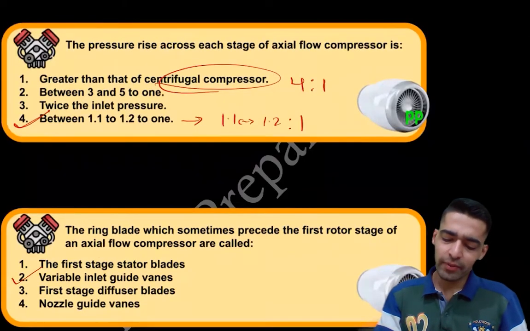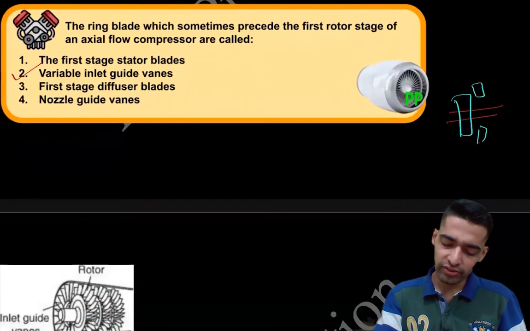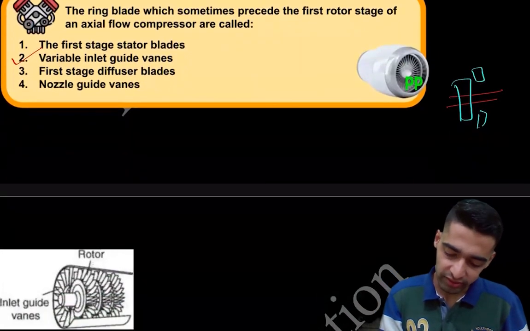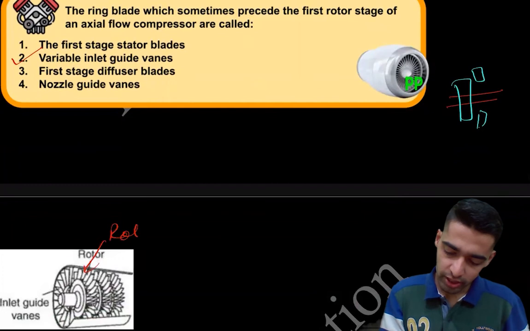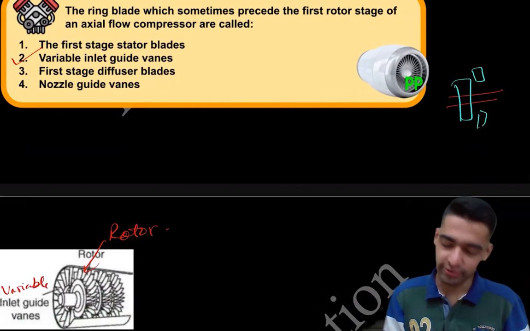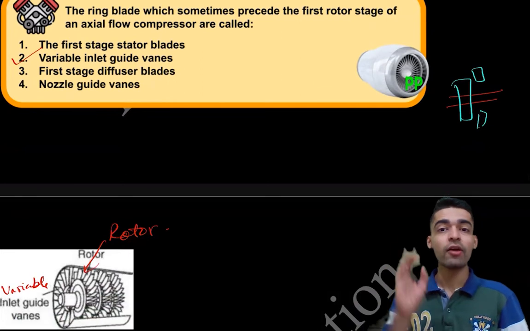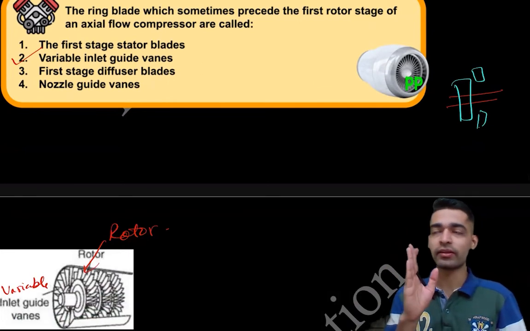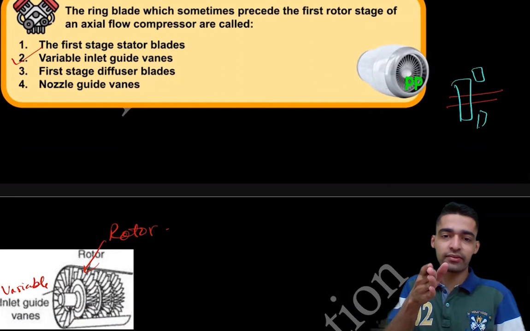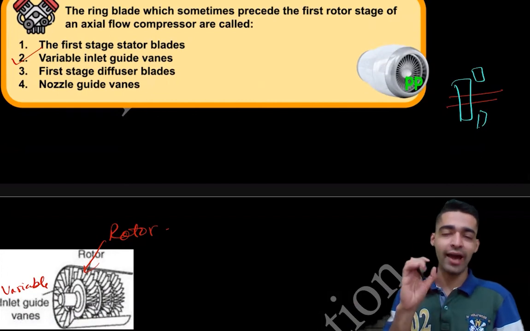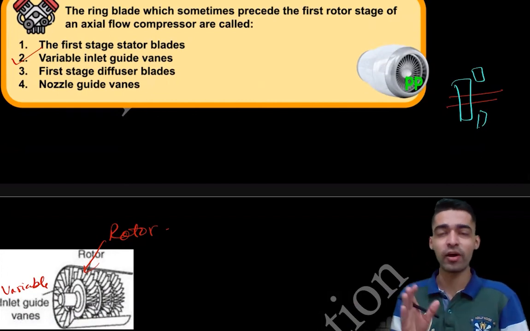So how do variable inlet guide vanes look? It looks like this. You can see this is the first stage of rotor, and before this we have variable inlet guide vanes, also called IGV, inlet guide vanes. They can vary in their rotation. They can be like this, like this, or maybe like this. So you can imagine how the angle would change as per the requirement of air.